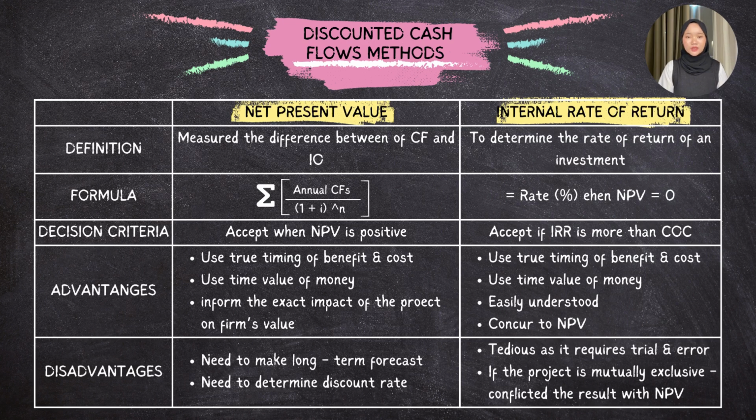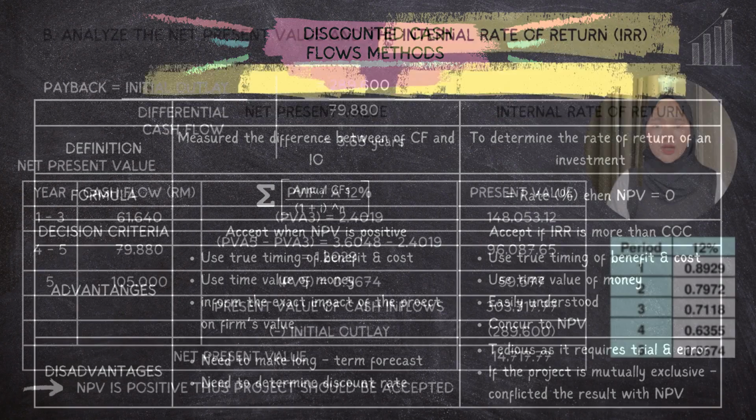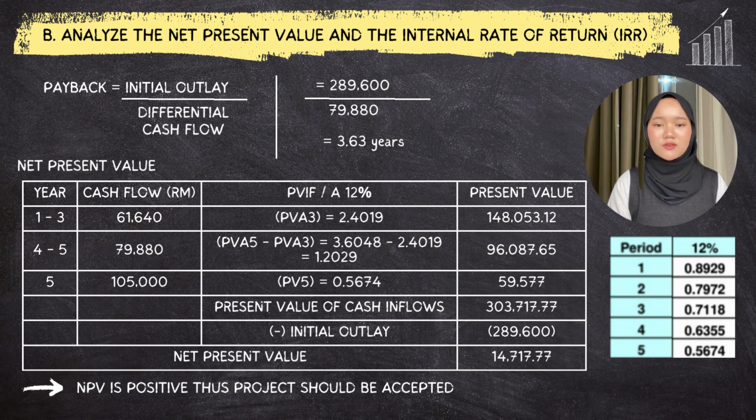In summary, both NPV and IRR are essential tools for evaluating investments. NPV gives you the absolute value added, while IRR shows you the percentage return. The method you choose will depend on your project and business needs. Now, we will be analyzing the net present value.